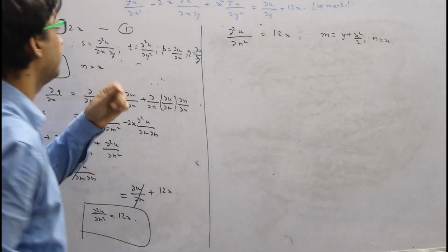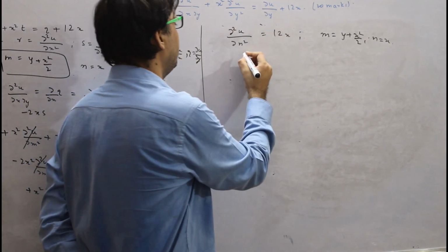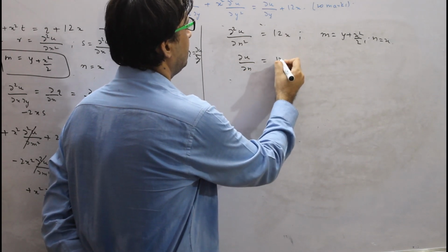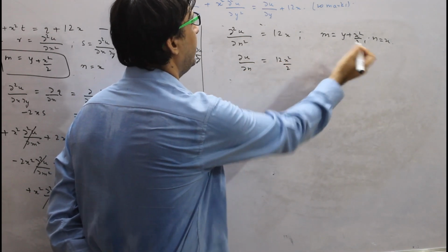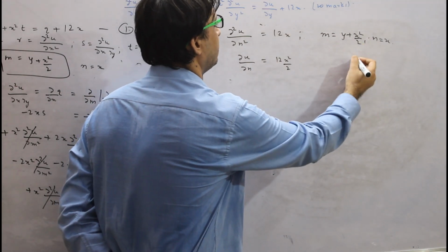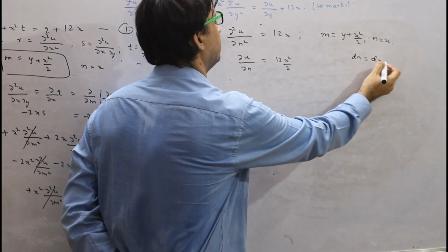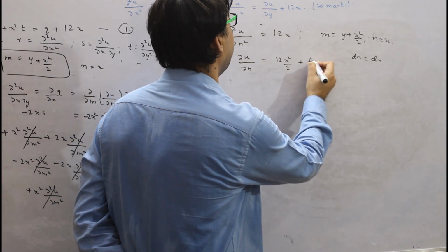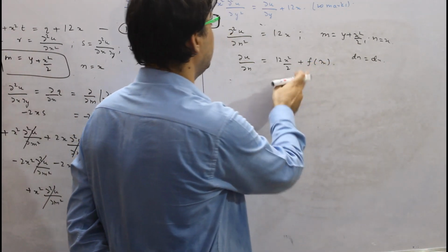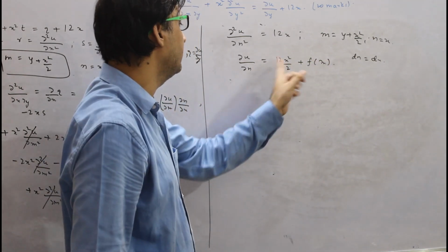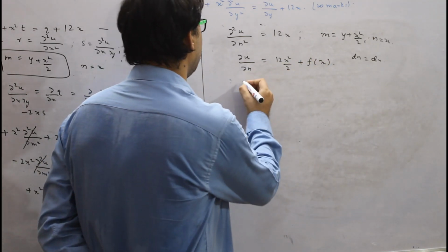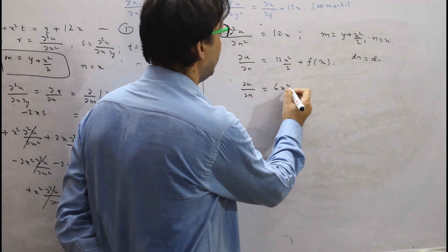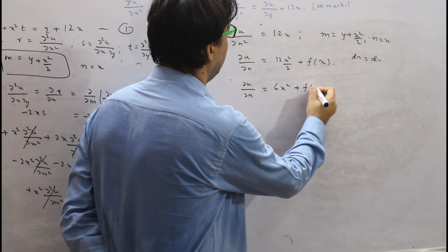Now if I integrate it once, I can write it as ∂u/∂n, and this becomes 12x²/2. Why? Because n and x are the same, so ∂n is equal to ∂x, so it could be integrated, plus some function, say f of m, because a constant cannot be a function of n, so it has to be of m. So we get ∂u/∂n is equal to 6x² plus f of m.